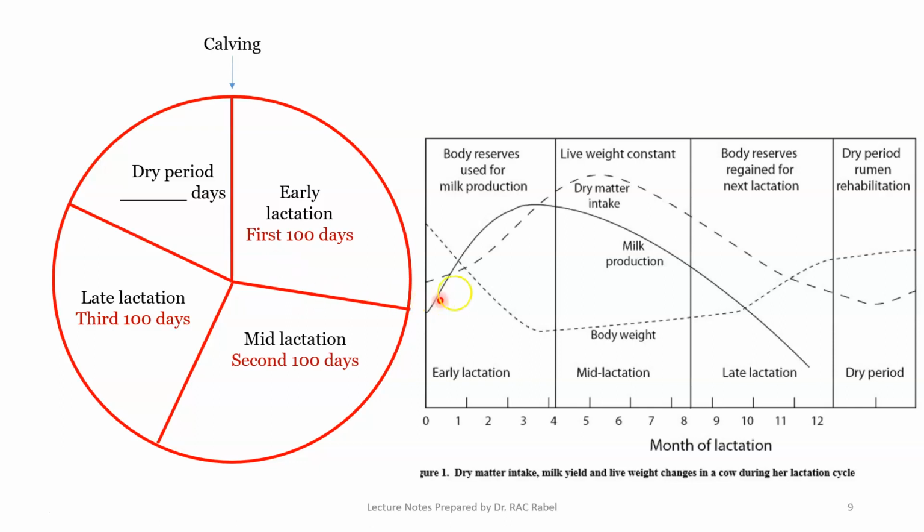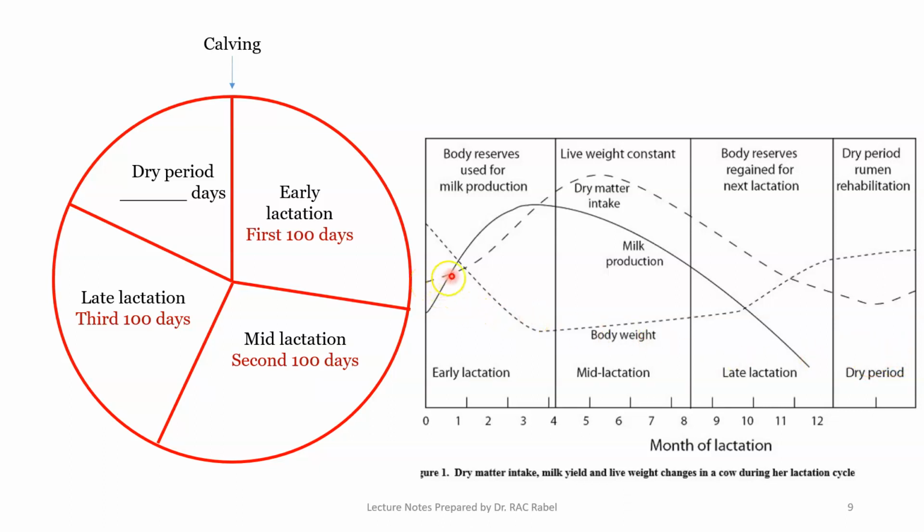So I hope your answers had these components, right? Early lactation, like I said, you can see milk production peaks during early lactation. Initially it's lower, then it peaks. Then during mid lactation it comes down, and in late lactation it comes all the way down and is dried up, right? Look at the feed intake.